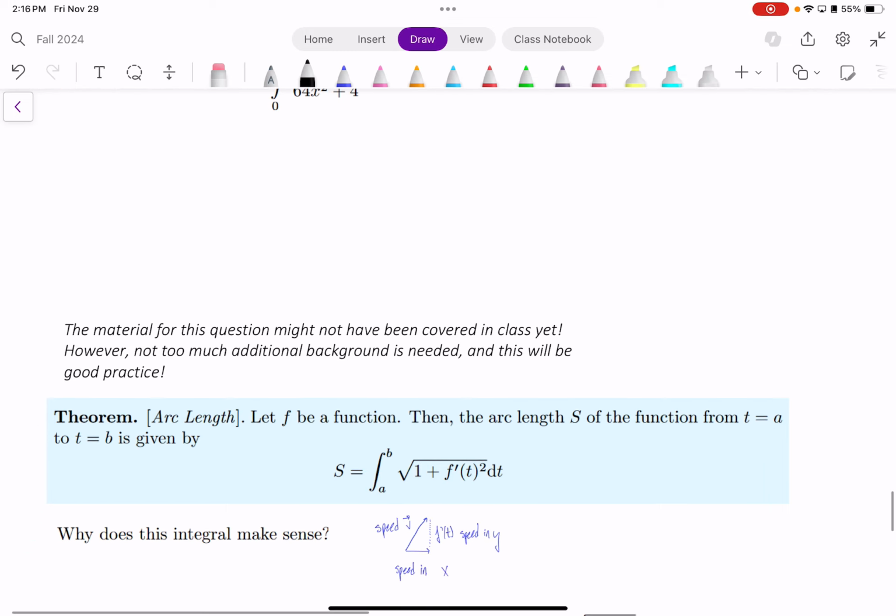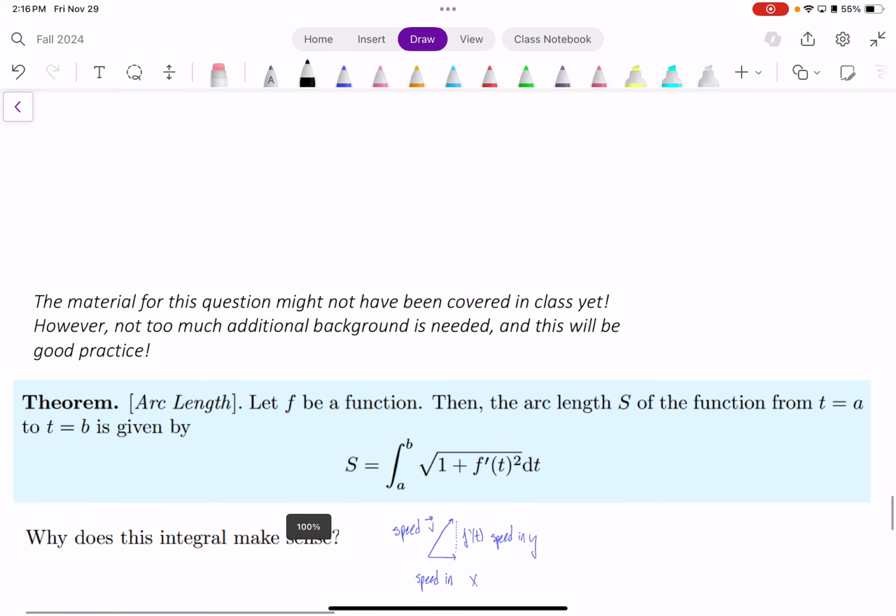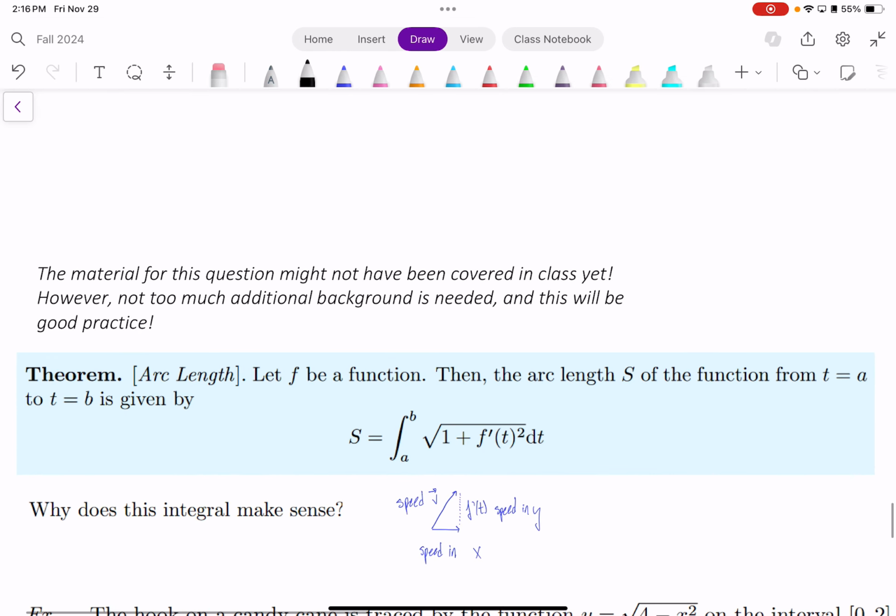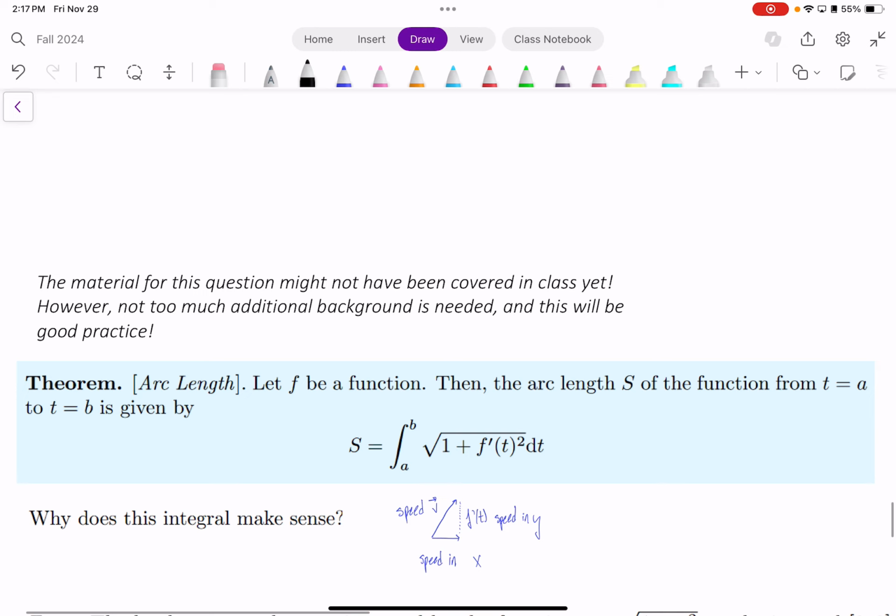The reason why this integral makes sense is because we're comparing the speeds. Really what we want to do is integrate the net speed of the function over the entire interval. So we're basically just breaking it down component-wise to the speed in x, the speed in y, and then using the Pythagorean theorem, and then integrate.